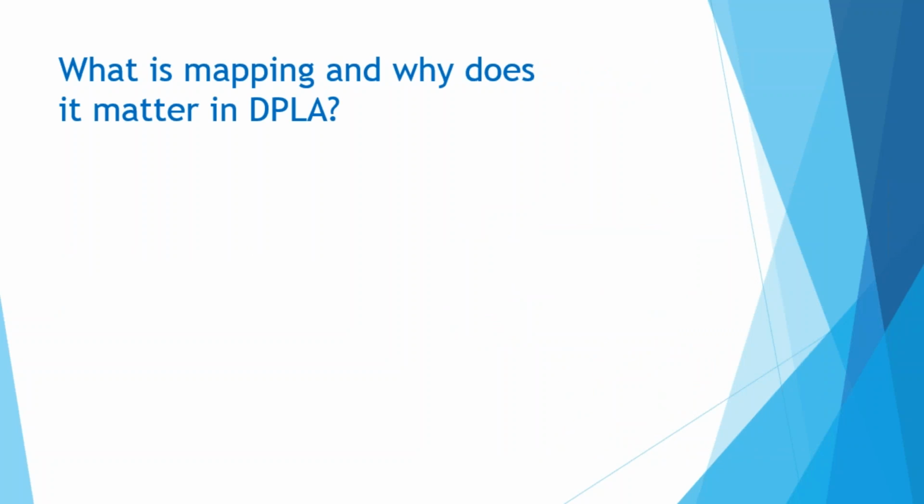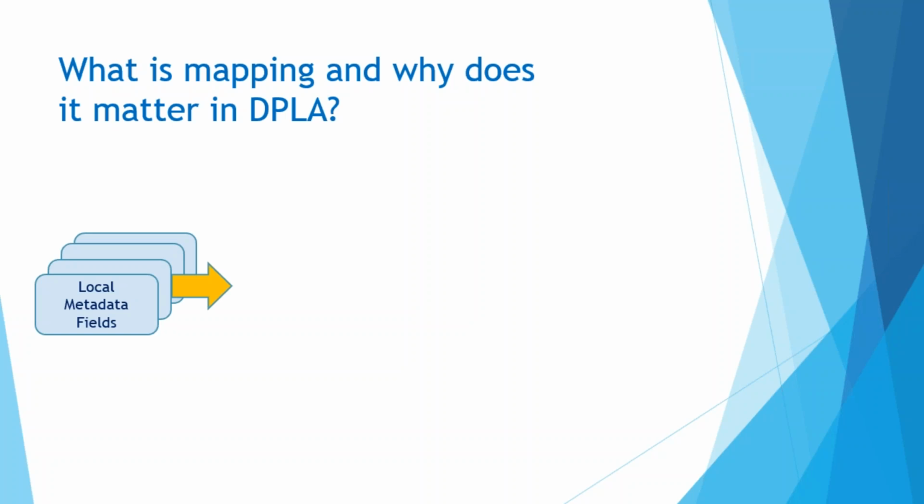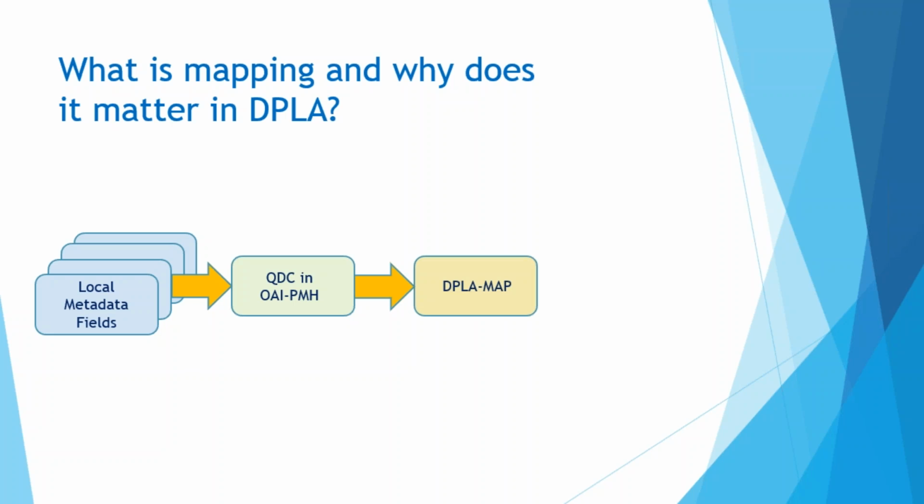So what is mapping and why does it matter in DPLA? Shareable metadata can be achieved by careful mapping, and mapping enables interoperability between metadata schema. So here we have a lovely little diagram again. IDHH harvests metadata in qualified Dublin Core as an OAI-PMH feed. This is mapped from contributing institutions' local metadata fields. And then the harvested metadata is mapped to the DPLA metadata application profile. Once it is mapped to the DPLA metadata application profile, it is visible in the DPLA portal.